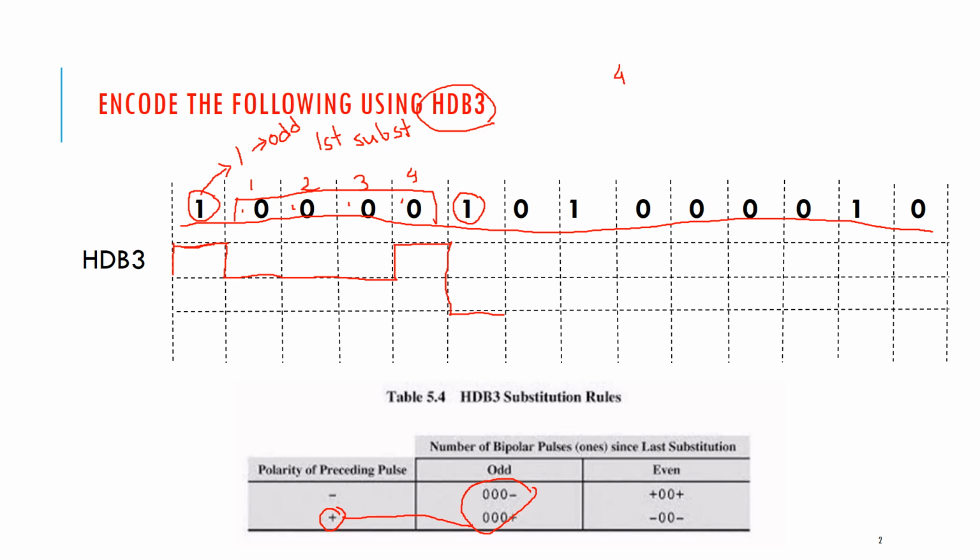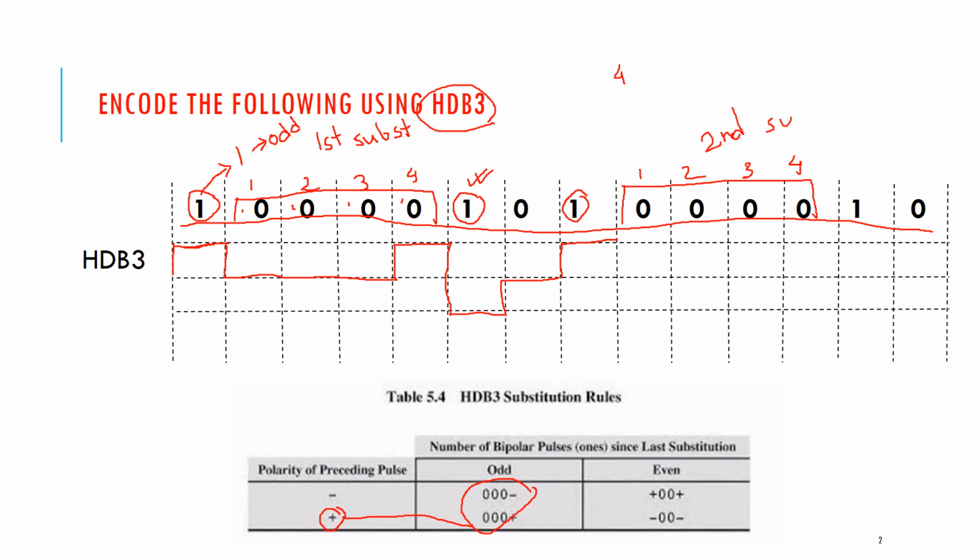Then I have a 0. This is going to follow regular AMI, so this is going to go on 0. Then I have a 1, and the last one was on the negative, so this one is going to go on the positive. Once again, you have 4 consecutive zeros, so this is going to be my second substitution.